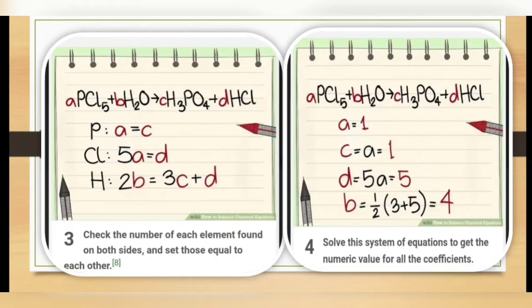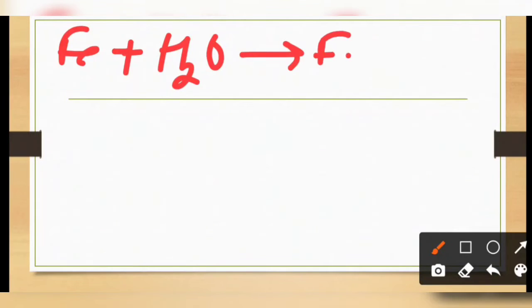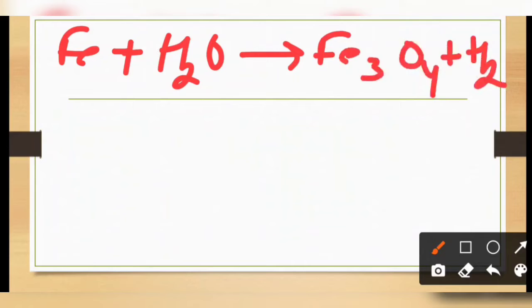So this method can also be used. Again, we can use the same equation that we tried for the hit and trial method, Fe for this method also. Let's see whether we get the same result or not. So Fe plus H2O, the equation that we took earlier also, gives Fe3O4 plus H2, right?